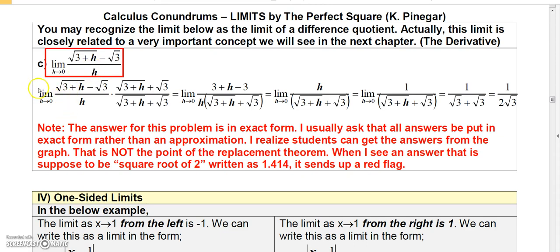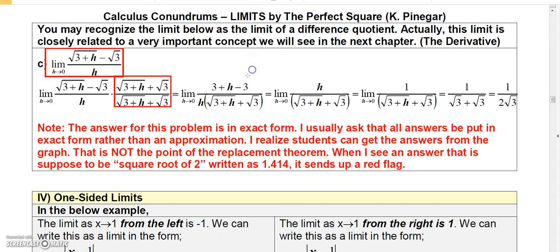So what I'm going to do here is, since it involves radicals, I'm going to multiply this function here by the conjugate, square root of 3 plus h plus square root of 3, all over itself. And then when I multiply the numerators together, you square the square root of 3 plus h, and that gives you 3 plus h. And then you subtract square root of 3 squared, so that's going to give you minus 3.